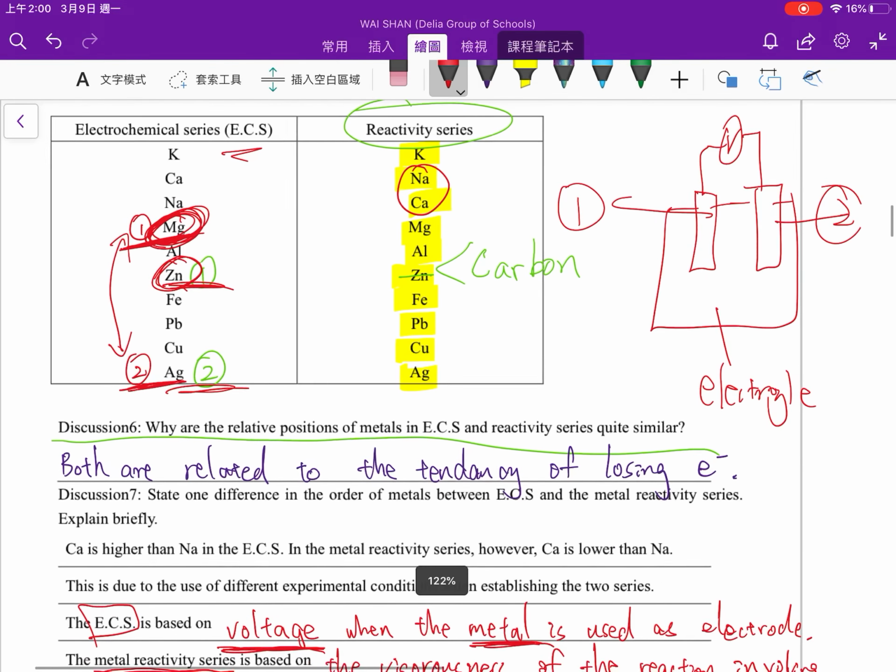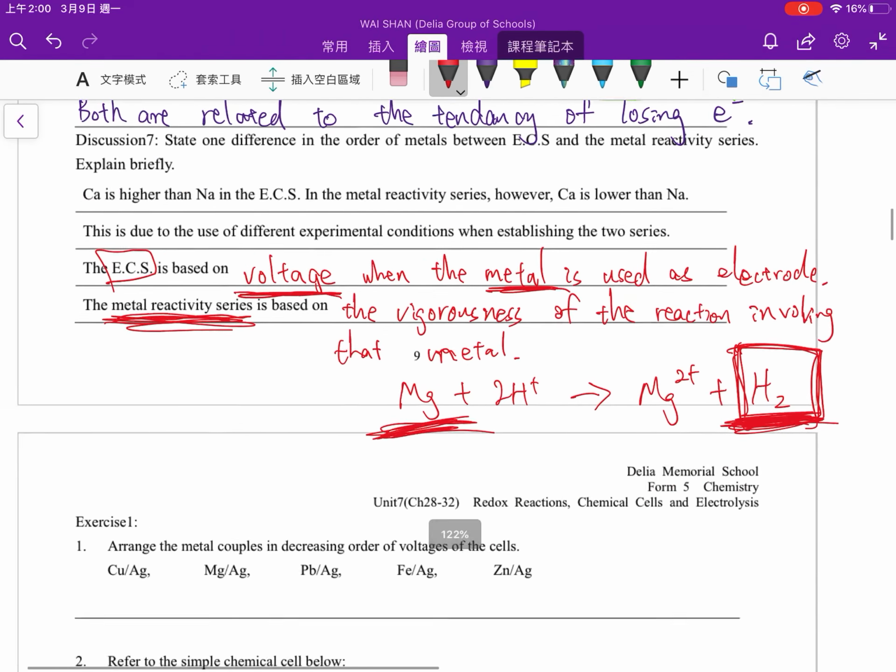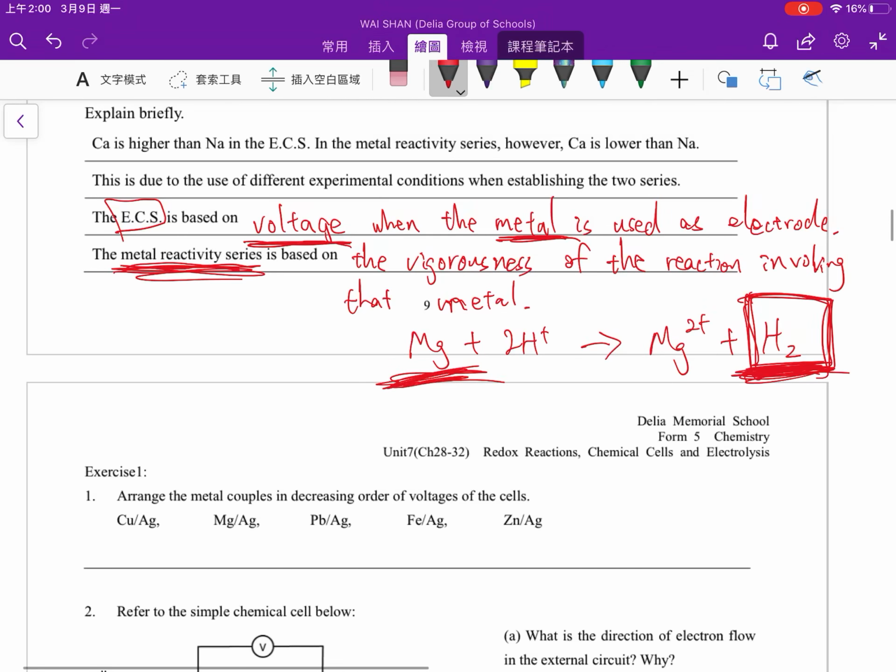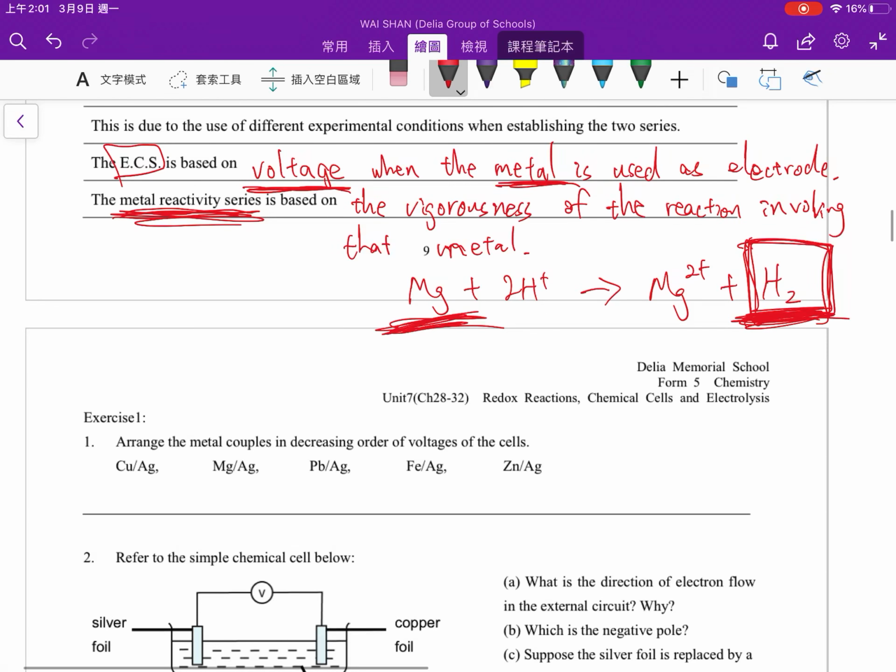So in this topic we learned E.C.S., and your task is to complete the next 2 pages of exercise 1 on page 10 and page 11. That's all. Please work hard.